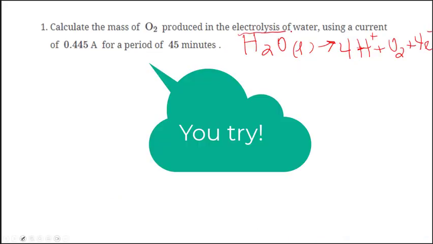Given the electrolysis of water reaction, calculate the mass of oxygen produced using a current of 0.445 amps for a period of 45 minutes. See if you can set this one up.